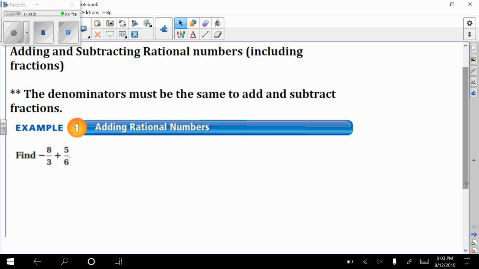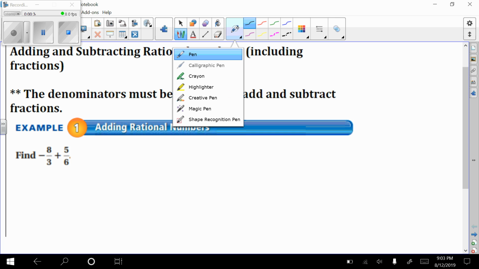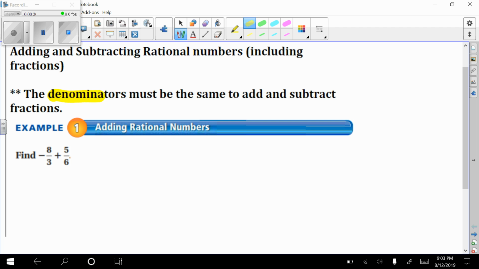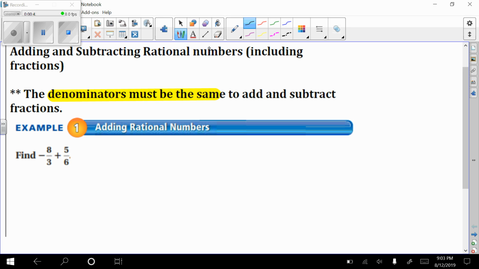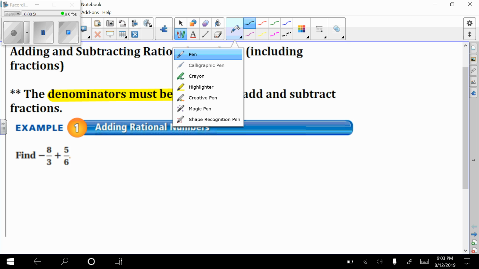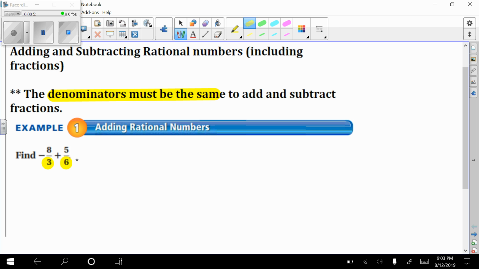The first thing that you need to recognize is that we cannot add fractions unless the denominators are the same. Denominators need to be the same. I'm not doing an example where the denominators are the same because those are pretty easy. If that were true, you would just add the tops and the bottom stays the same. These denominators are not the same, so we're going to have to convert them to something where they are the same.